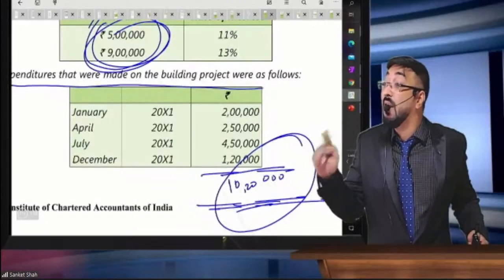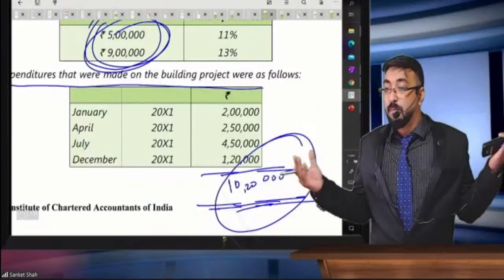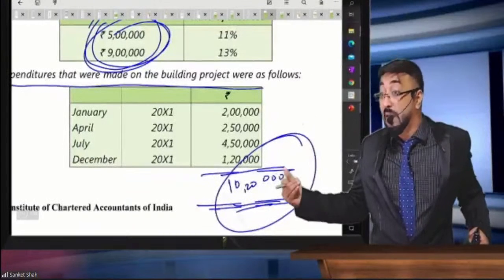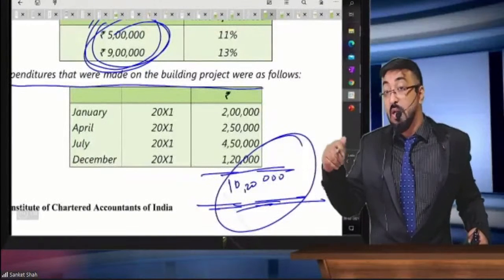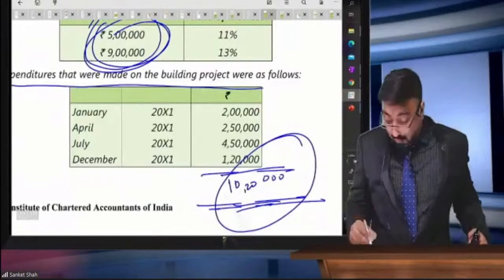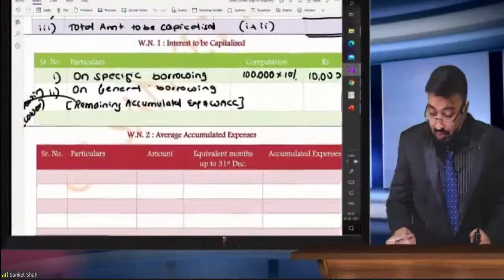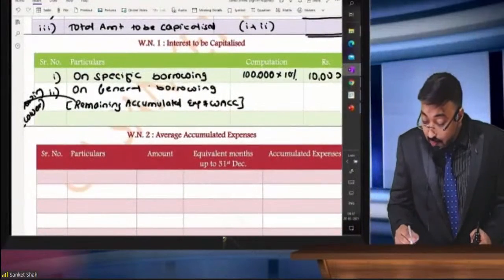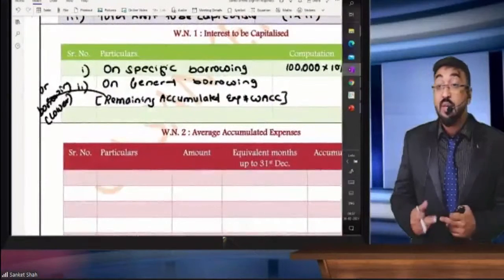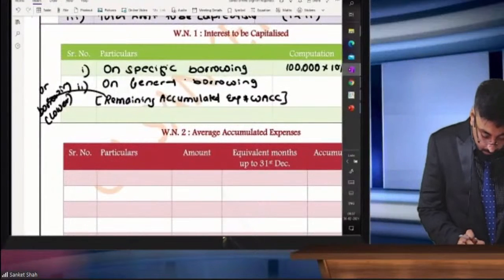You will consider borrowings. Sir, we had not paid attention to this. We had not thought about this, 14 lakhs and 10 lakh 20,000. Now you understood. So compare with borrowings. Remember, you can write it with a red pen here only. On general borrowing, remaining accumulated expenses or borrowings, whichever is lower.